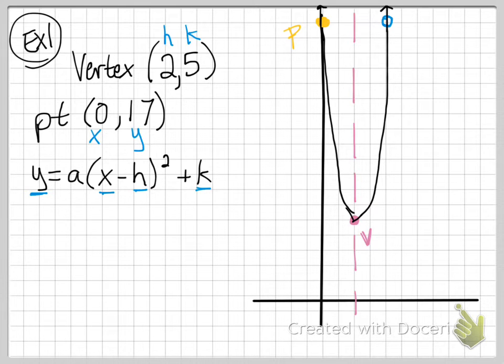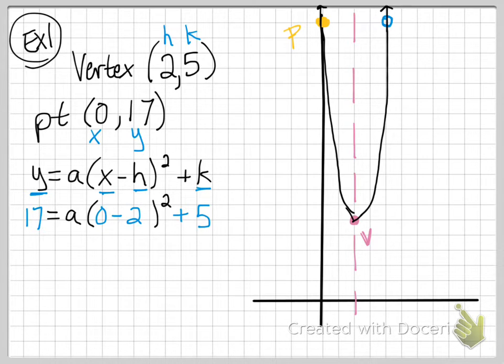So y is 17. We don't know a. x is, what, 0. h is 2, so I'm going to subtract 2. And k is 5. So I add 5 at the end. Alright? Hardest part of the problem is plugging in the numbers. I know it sounds crazy, but people plug them in some crazy random fashion. Doesn't need to be that way.